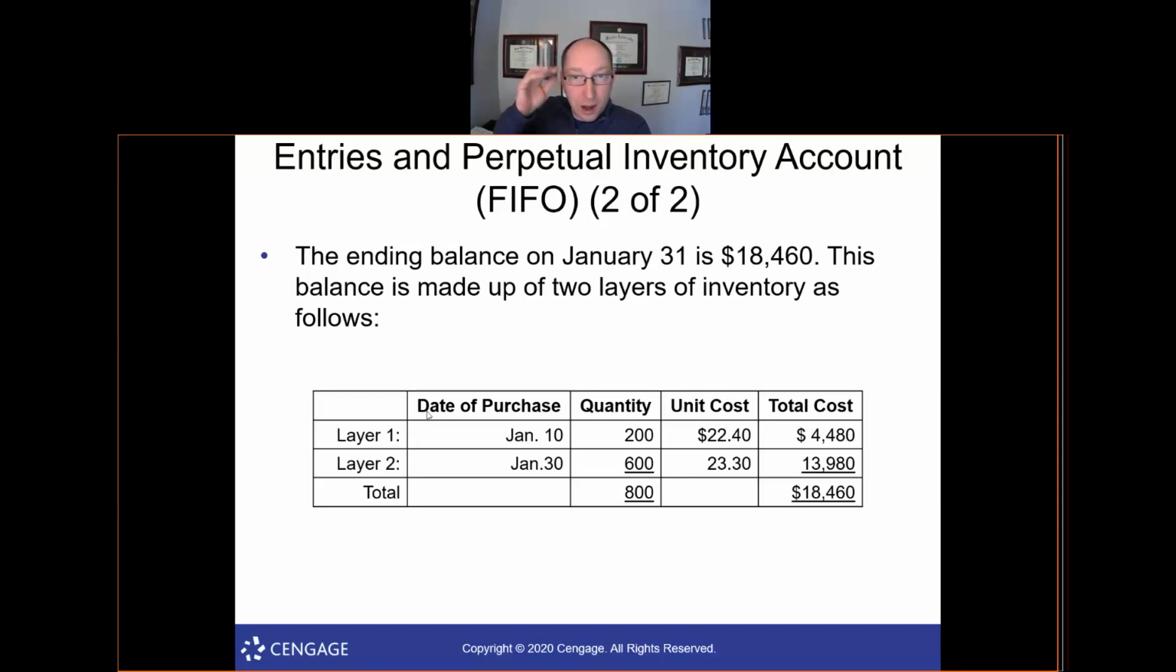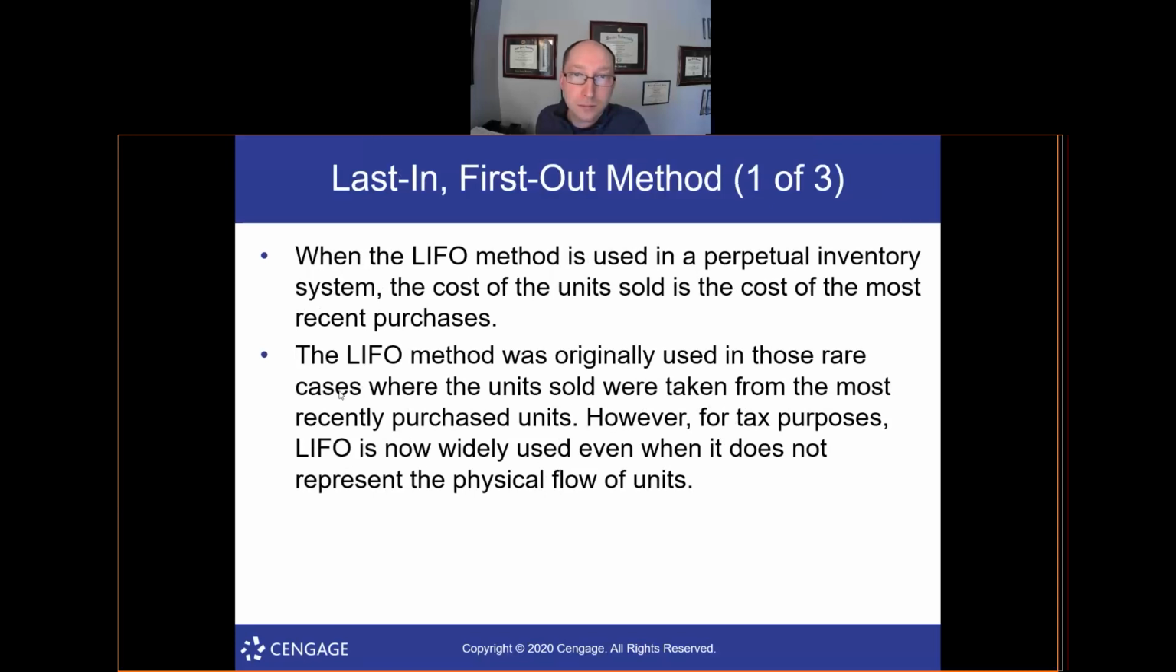And then the ending inventory balances. This is exactly what I was showing you, that $18,460. How do we get there? Well, on January 10th, I made a purchase. On January 30th, I also made a purchase. I purchased 200 and 600 respectively, total 800 units. Unit cost was $22.40 on January 10th and $23.30 on January 30th. So that's first in, first out.